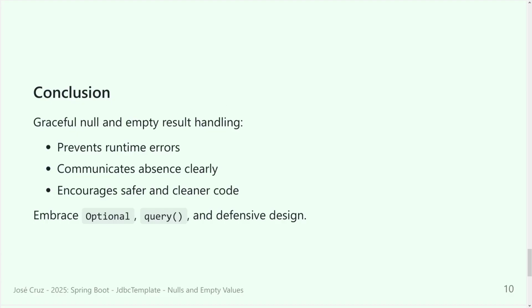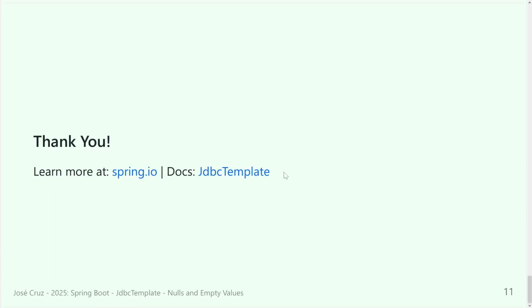So in conclusion, graceful null and empty results handling prevents runtime errors. Communicate absence clearly, because you understand it's empty. The name is already saying Optional.empty: I don't have a value for you. I know what happened, so we don't have it for you. Encourage safer and cleaner code. Embrace Optional, query, and defensive design.